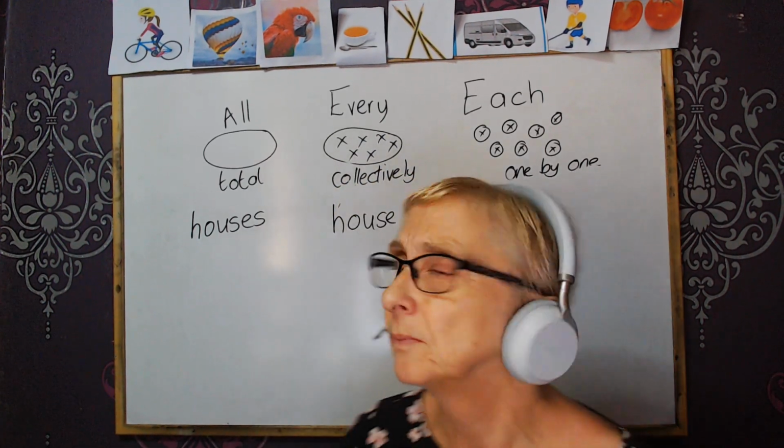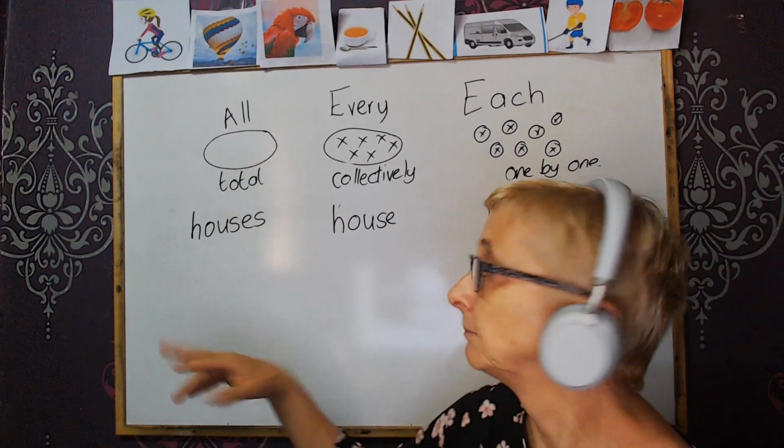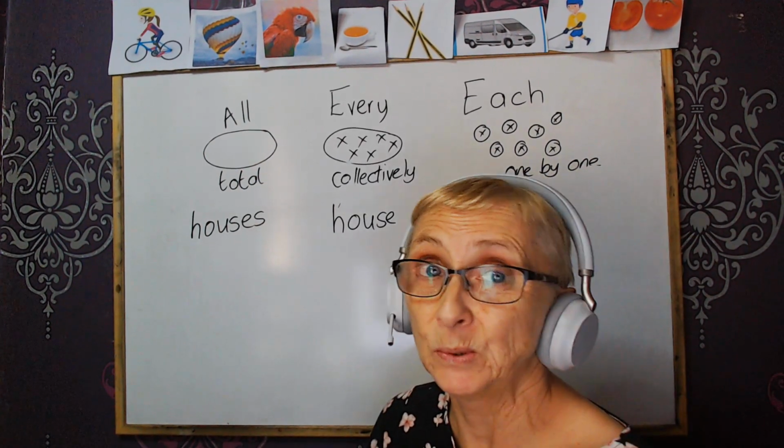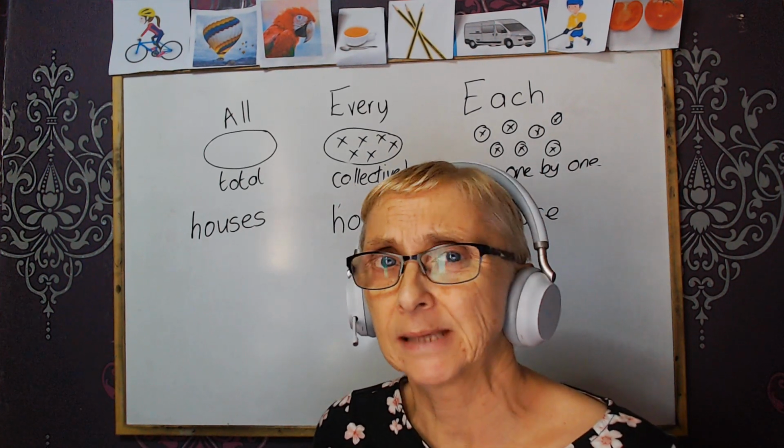So here we go. All means a total number. All houses have a roof.